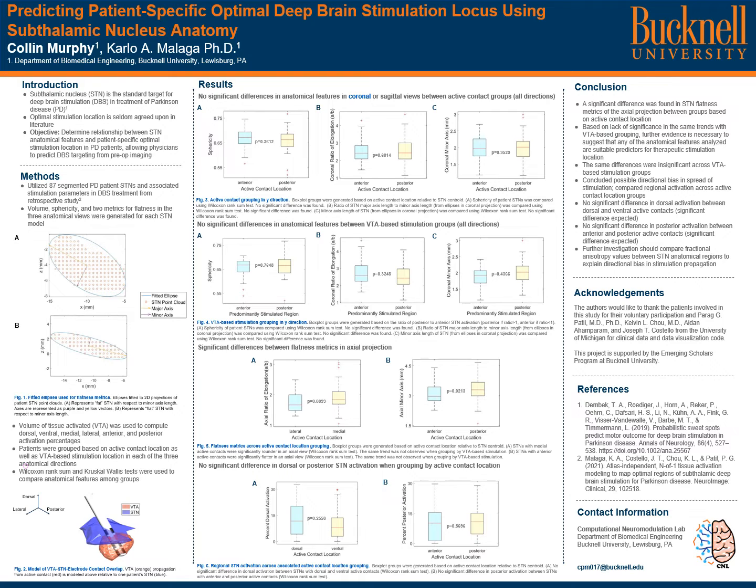or PD patients. Deep brain stimulation, or DBS, involves the delivery of electrical impulses to targeted structures in the brain through permanently implanted electrodes and can have therapeutic effects on certain diseases such as PD.